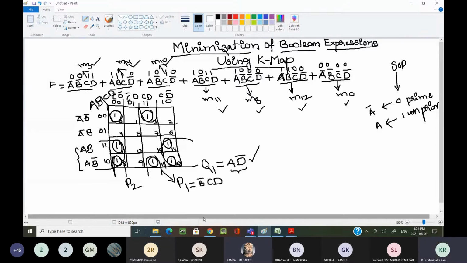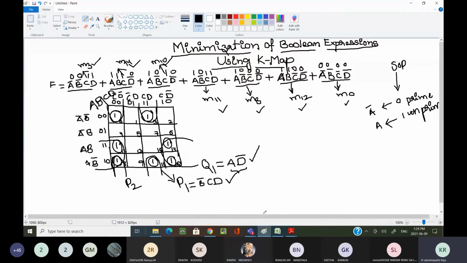B bar CD. If I simplify the pair of minterms 11 and 3, now see here, row wise which is common? B bar is common in the first row and last row, and A is varying. Now column wise which is common? CD is common. Both C and D are common among those two minterms. This is my final term after simplifying.